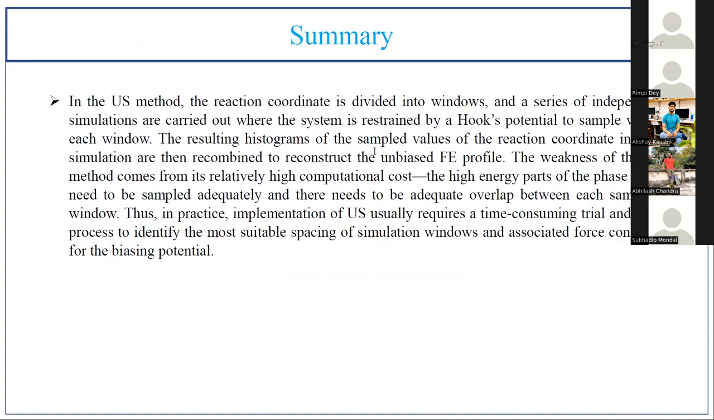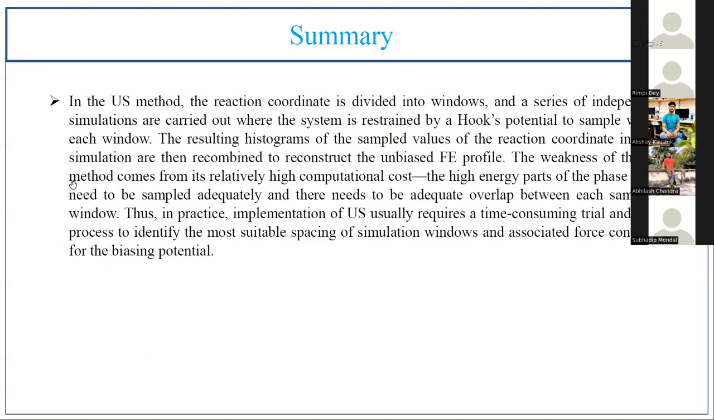Now, this is the summary of today's discussion. In the umbrella sampling method, the reaction coordinate is divided into several windows, and a series of independent simulations are carried out where the system is restrained by Hooke's potential to sample within each window. The resulting histograms of the sampled values of the reaction coordinate in each simulation are then recombined to reconstruct the unbiased free energy profile. Next meeting, I will discuss how the weighted histogram method combines the biased probabilities and gives the free energy surface.